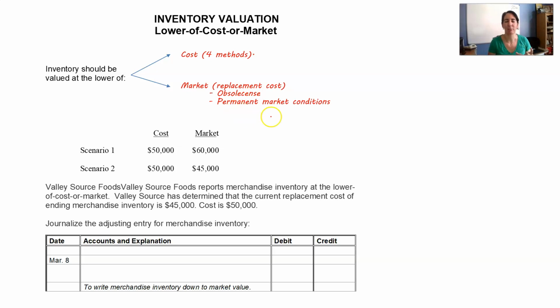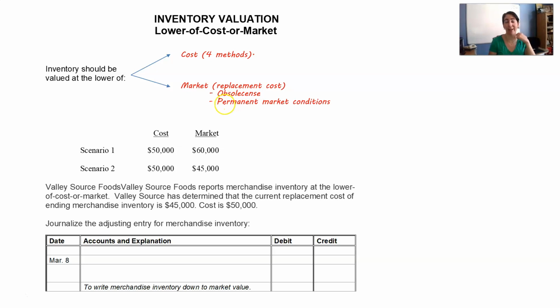Permanent market conditions, maybe the market, something like Beanie Babies, right? Nobody's buying Beanie Babies for $100, $200 a piece anymore, right? Market conditions are just not there for it anymore. All right, so there's a couple of reasons why the market price would go down.